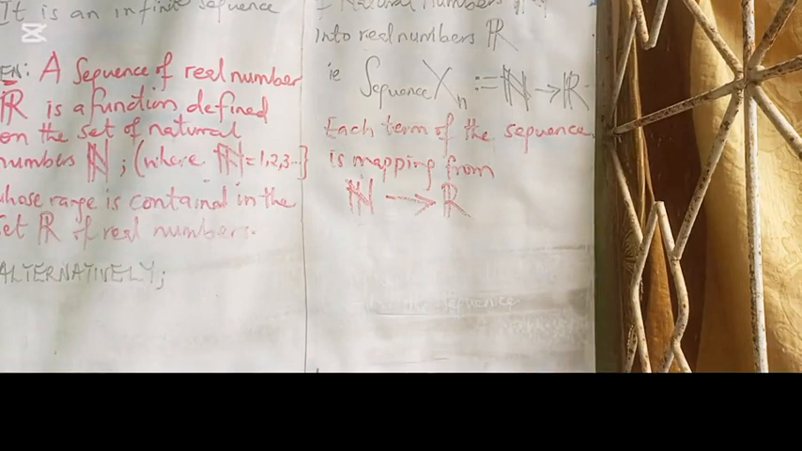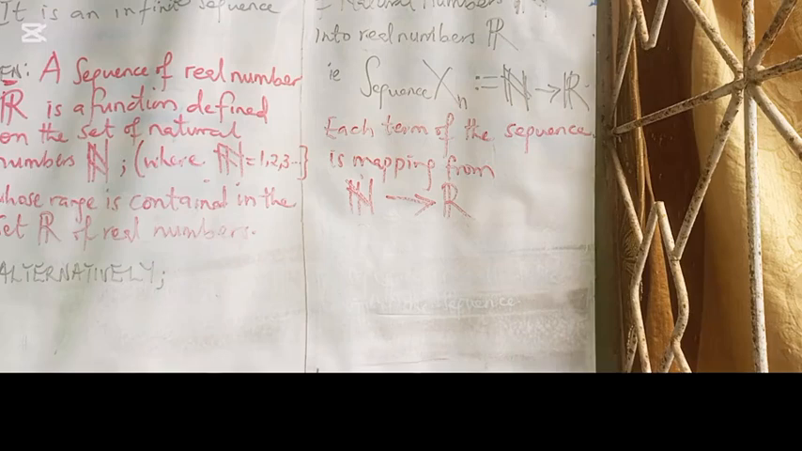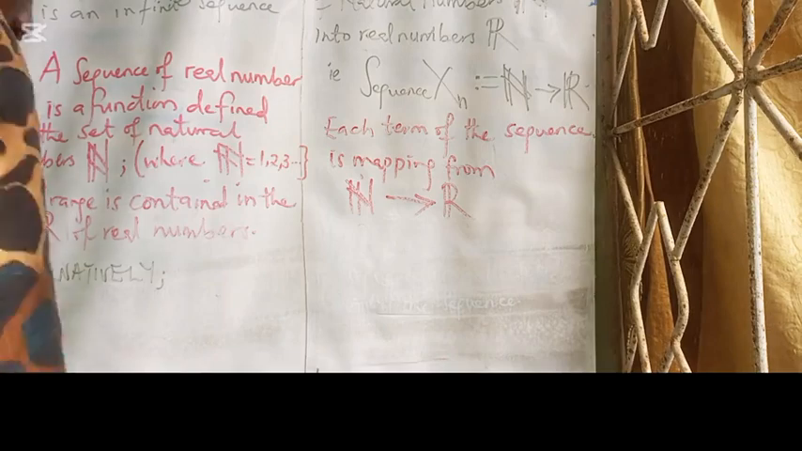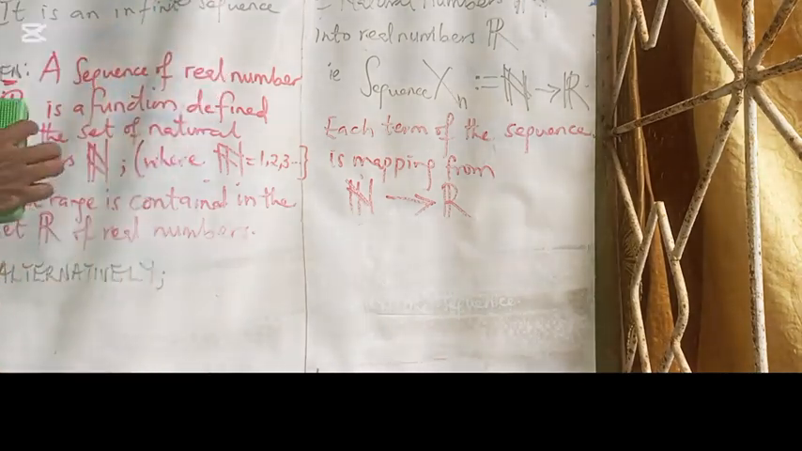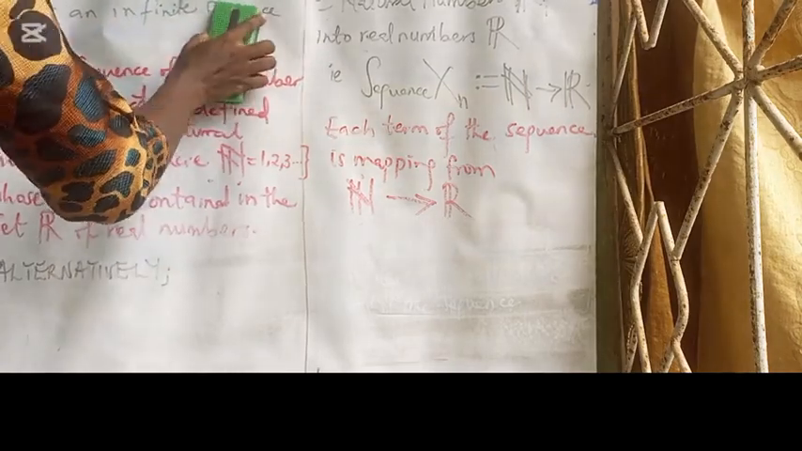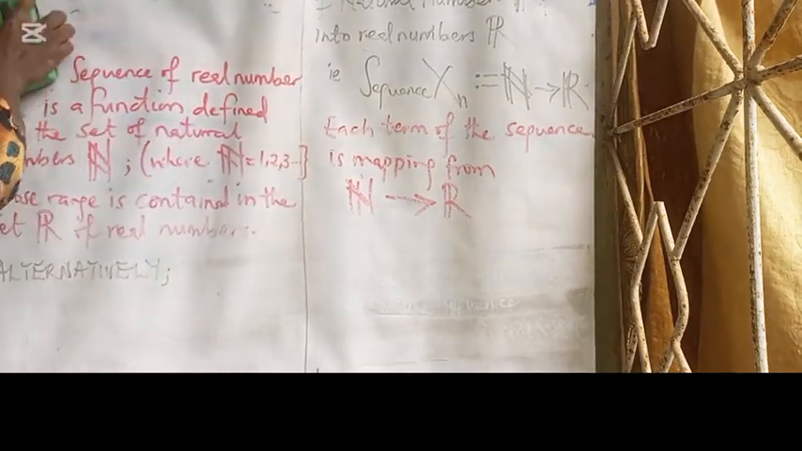Now, how do we denote sequence? Remember, we have said in real analysis, our major concern is what? Infinite sequences. How do we now denote this sequence?